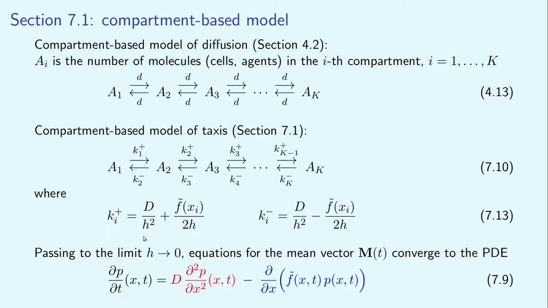It is a good practice of the derivation of equations for averages of this chain of chemical reactions. Passing to the limit h goes to 0, equations for the mean vector, M(t), converge to the chemotaxis equation. We are illustrating this result in figure 7.1 on page 196.